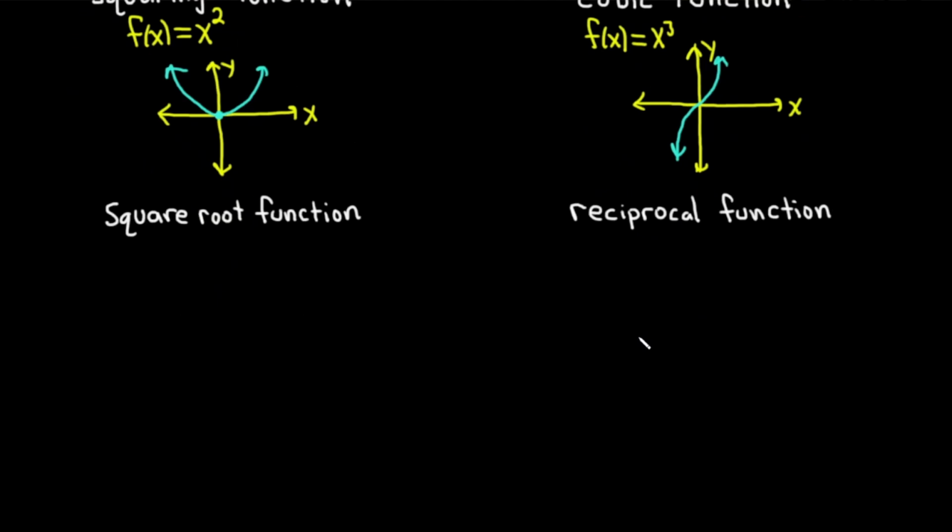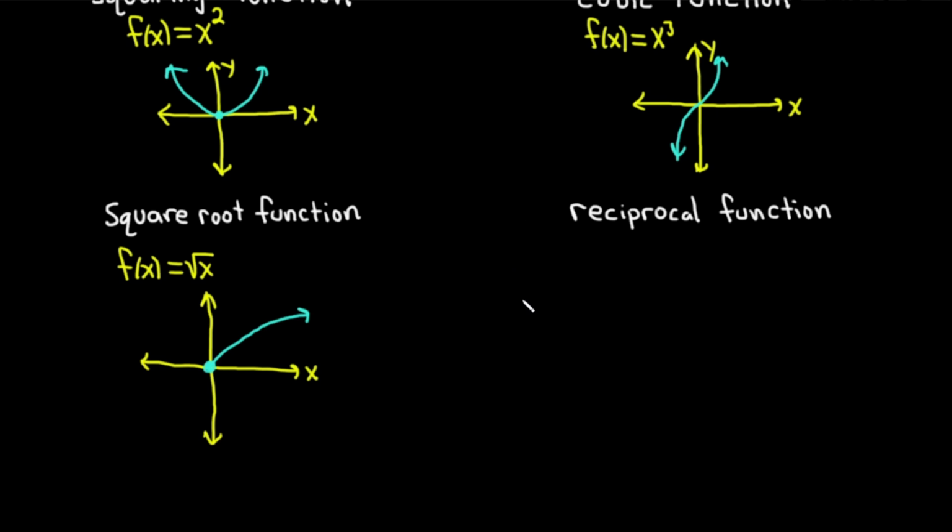And we have the square root function. This one is super important as well. That would be f of x equals the square root of x. So here's the y-axis, and here's the x-axis. And the square root function starts at 0, 0. And then it goes right. And it does go up forever. It just goes up very slowly like this. So that would be the square root function.